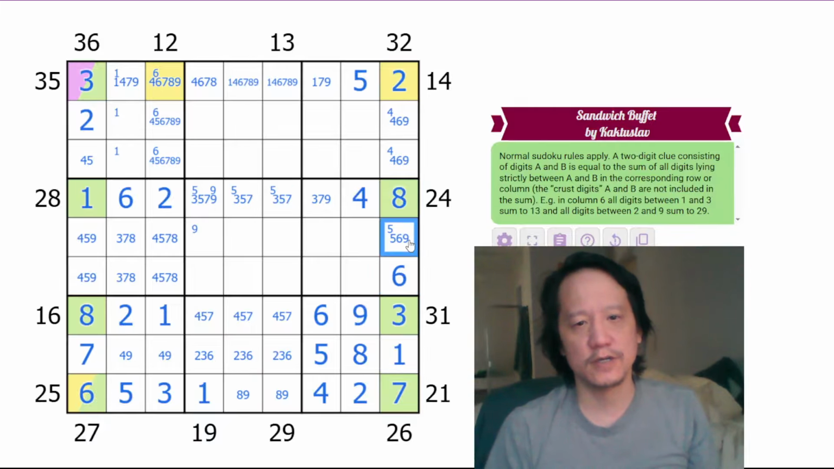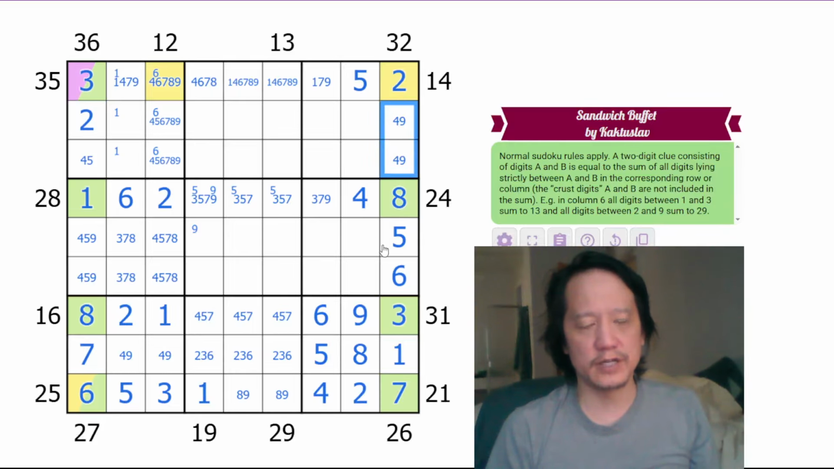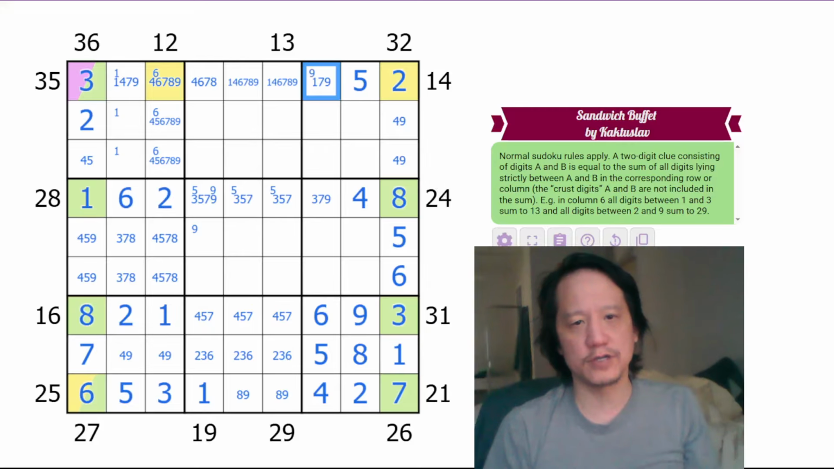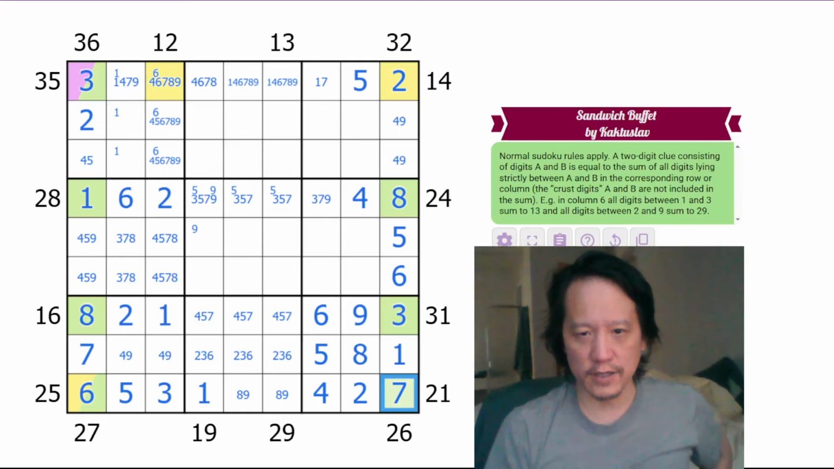So this is 6, which makes this not 6. This becomes 5. So this becomes a 4-9 pair here, which eliminates 4 and 9 in the rest of the box. So this can't be 9 here. So this is done then. This 26 is done, right?